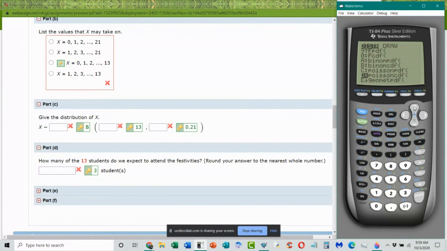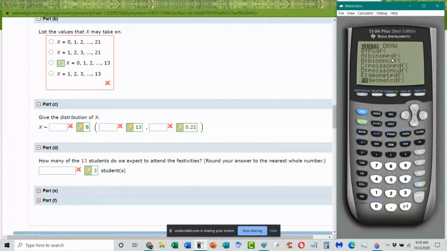The top 10 are all continuous distributions, where these A through G, they don't even have geometric. These are the discrete distributions. So we're only dealing with binomial and Poisson. So those are the ones we're living with.